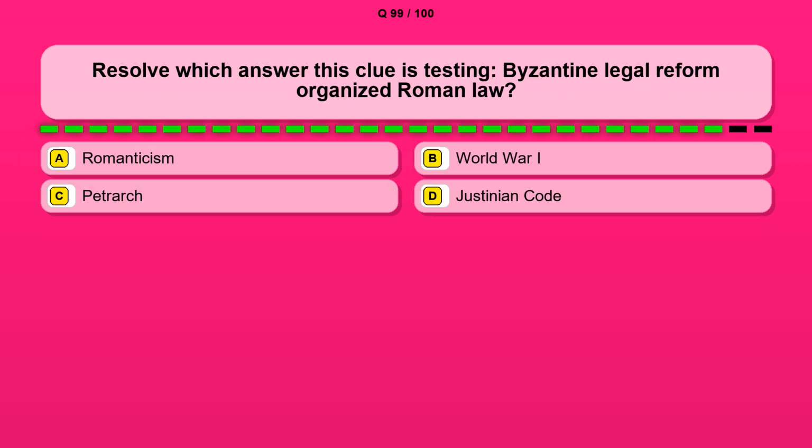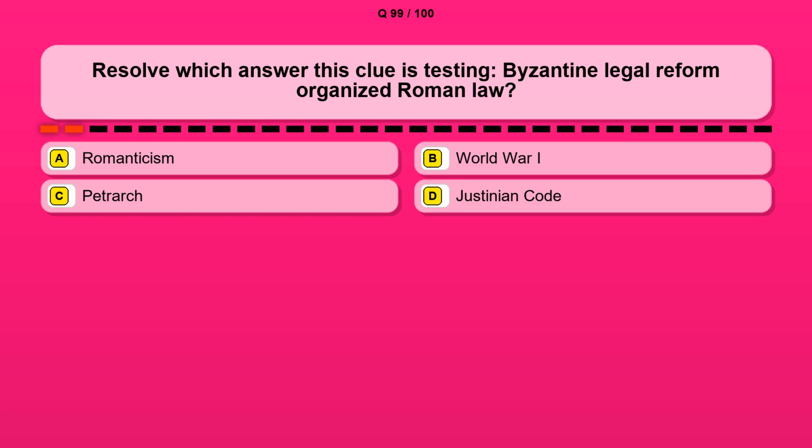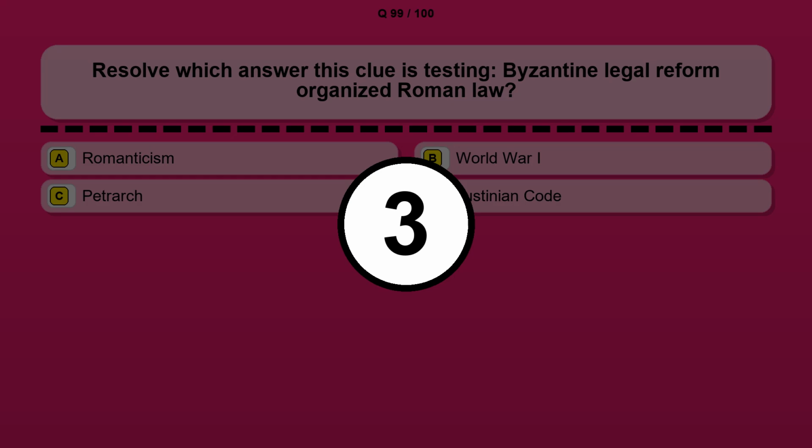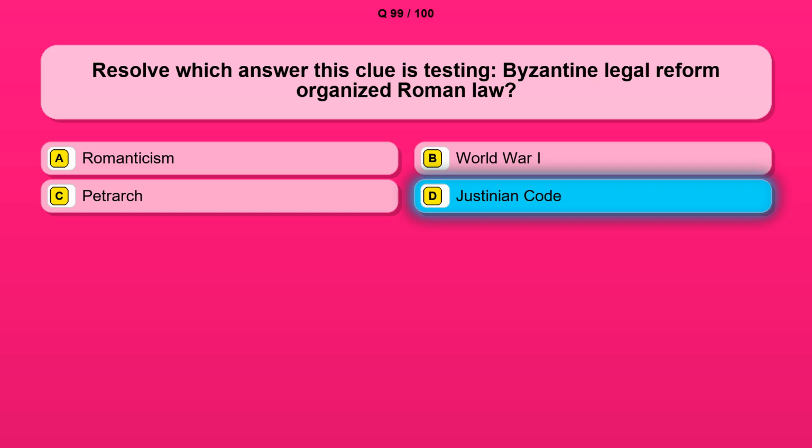Question 99. Resolve which answer this clue is testing. Byzantine legal reform organized Roman law. Option A, Romanticism. Option B, World War I. Option C, Petrarch. Option D, Justinian Code. The correct answer is option D, Justinian Code.